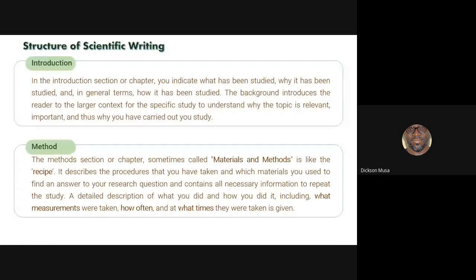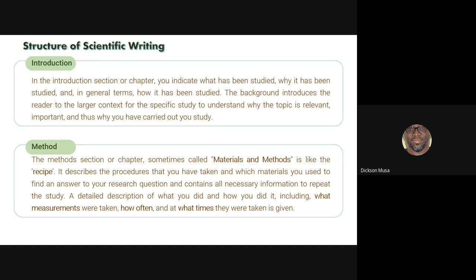Another important structure in academic writing is the introduction. In this section, you indicate what has been studied, why it has been studied, and in general terms, how it has been studied. So you give the background that introduces the reader to the larger context for the specific study, to understand why the topic is relevant, why it is important, and why you have carried out your study. So you give relevant background information in the introduction.